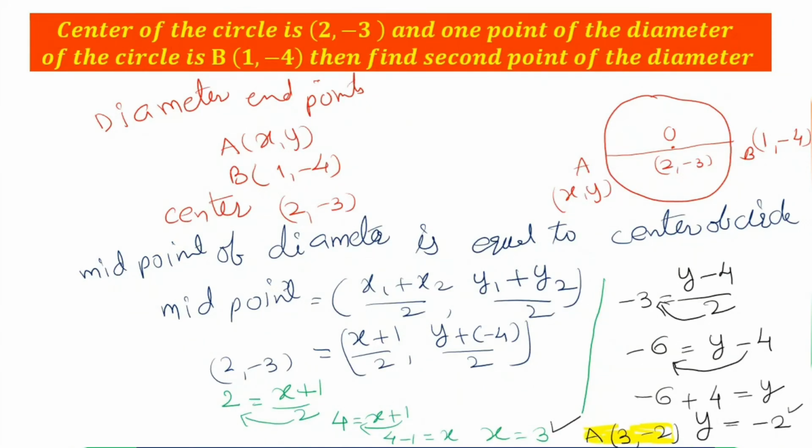So observe the question and answer. The center of the circle is given as (2, -3). The diameter end point is B (1, -4). Find the second point. Let the second point be (x, y). We know that the midpoint of the diameter is the center. So (x plus 1) by 2 equals 2, and (y plus -4) by 2 equals -3. These are linear equations in one variable, so solve the equations.